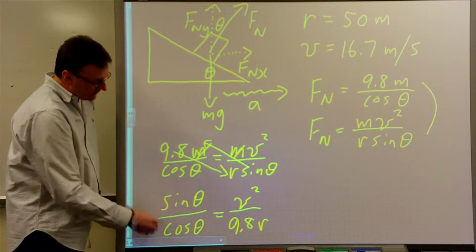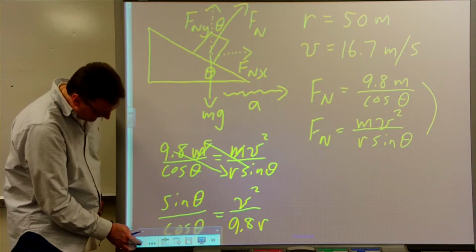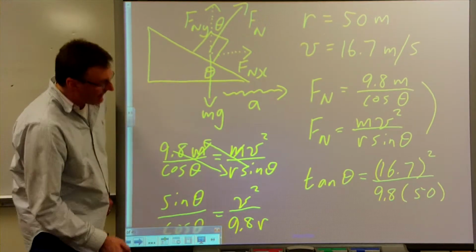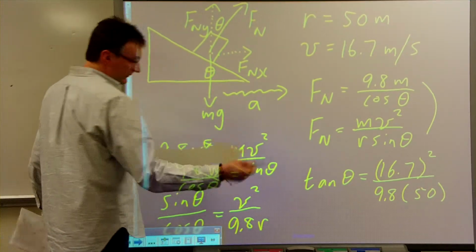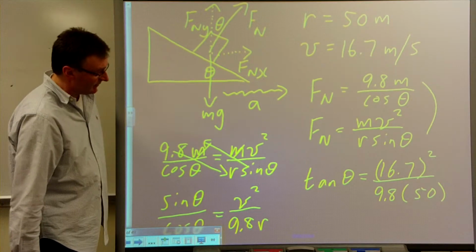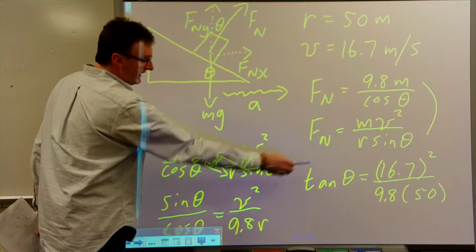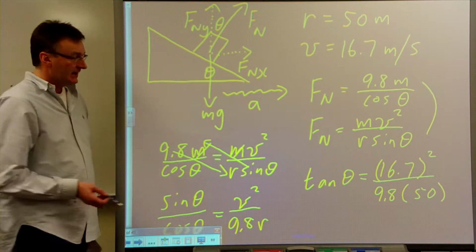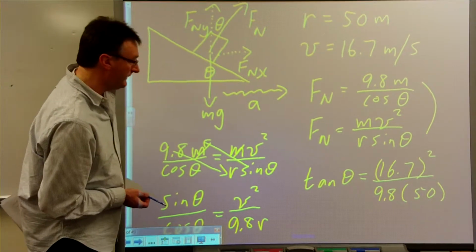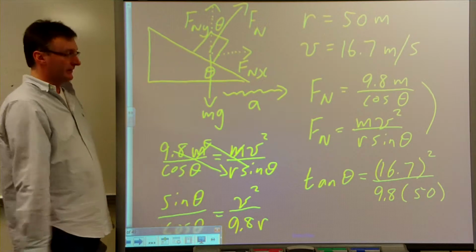All right, and now you should recognize this trig identity right here. So sine theta over cos theta is tan theta, and we've gone over that before previously in this course. And that has to equal v squared over 9.8 r, so it'd be 16.7 squared divided by 9.8 times 50. Yes, 50, which is the radius of the curve, 50 meters.